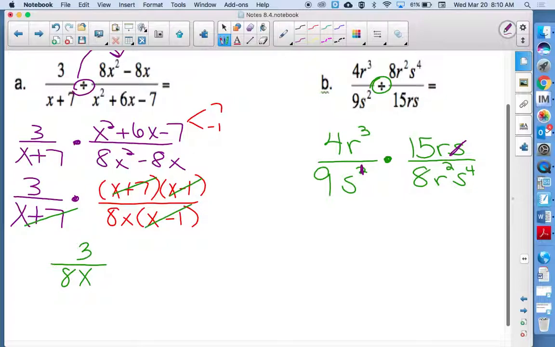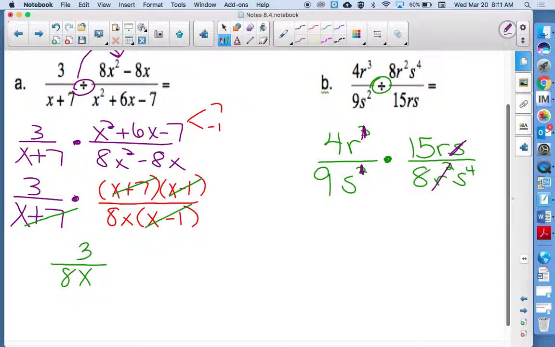Abby, what do you see? You could take out 2. Okay, so this r squared is gone. And diagonally up on the top, if there were 3 of them, we took 2 out, so now there's just 1. Anything else can cancel?